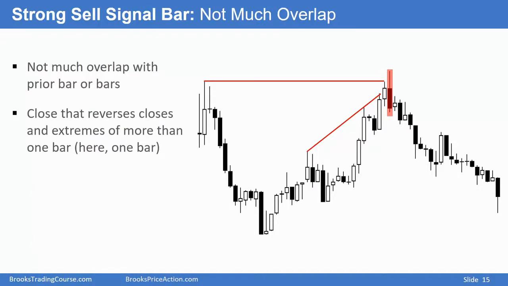Another thing that I always like to see is a close that reverses the closes and lows of many other bars. And that's not the case here. This close just reversed the low of this bar. We close below that low, just reversing one bar. But sometimes you'll get a signal bar that reverses the prior 10 or 15 bars.